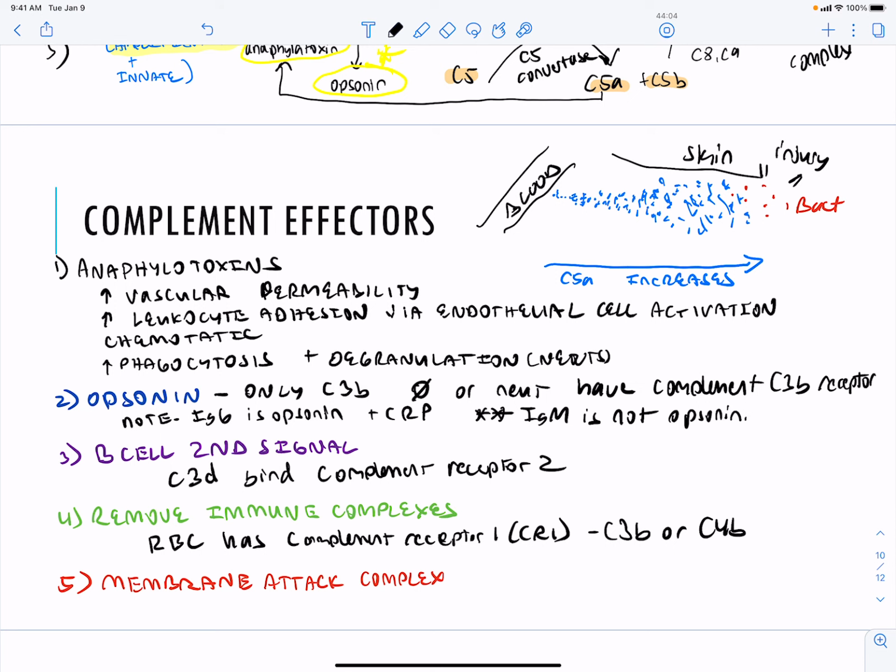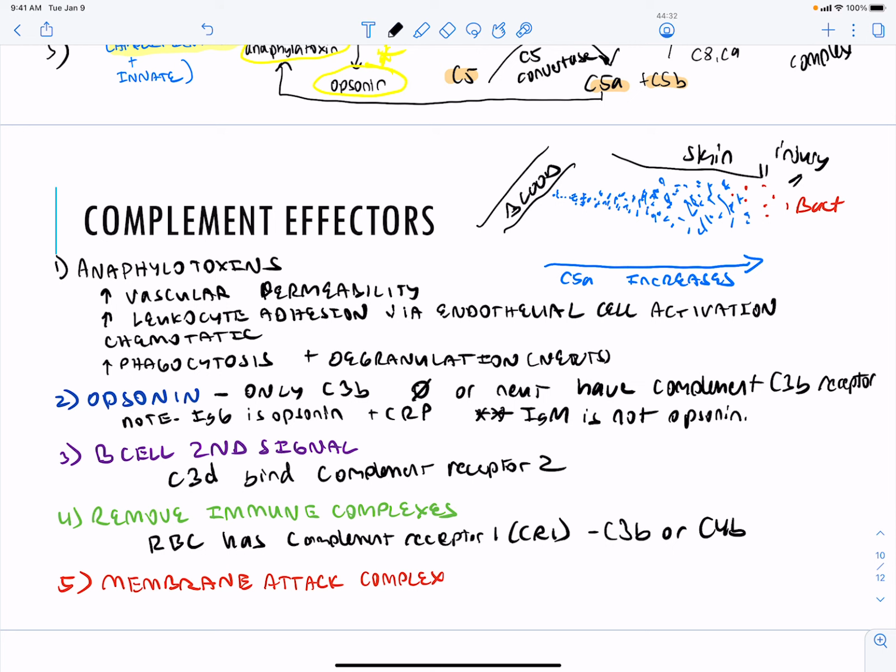So if they're traveling through the kidney and they see C3b, it'll bind to complement receptor 1. The red blood cell does not eat the complement. It stays attached to the surface, and the red blood cell will eventually get to the spleen where you have macrophages. And the macrophages will eat the immune complexes that the red blood cell dragged in. So the red blood cell kind of cleans out the immune complexes from your blood.